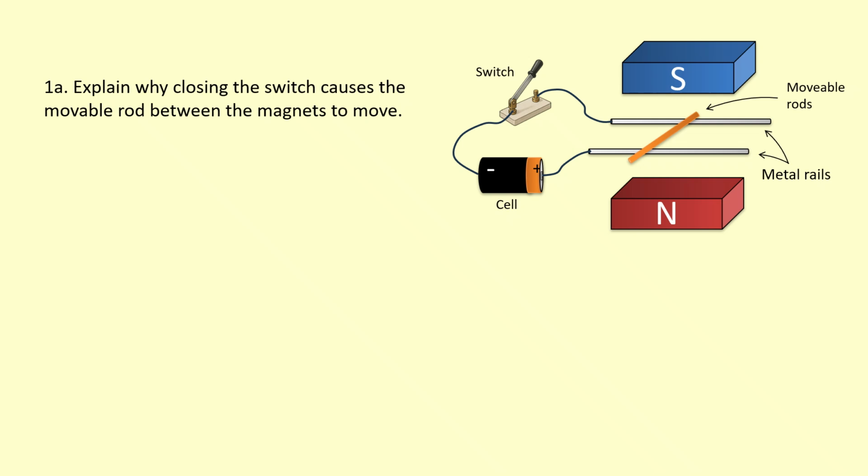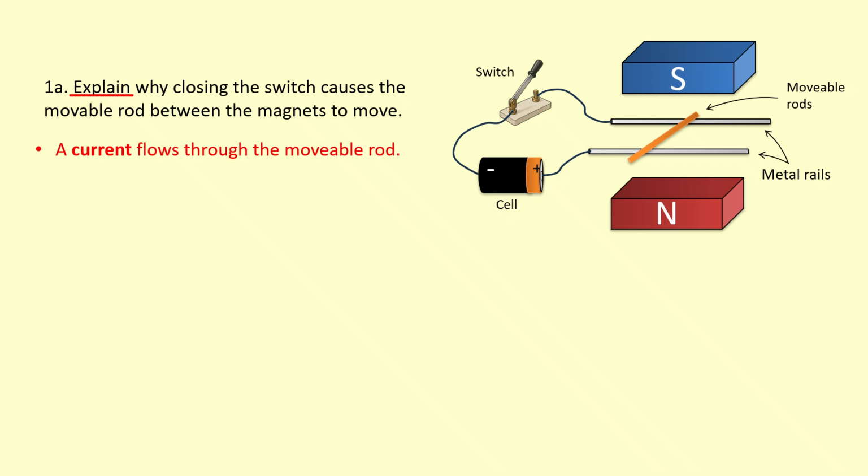Okay, example 1. Explain why closing the switch causes a movable rod between the magnets to move. Let's look at the image. You've got these metal rails, and on the metal rails, there's a movable rod resting between them. And you've got these magnets above and below producing a magnetic field through it. If we close the switch, we need to explain what's going to happen. That's what the question is asking. Let's close the switch. We know current is going to flow. And when the current flows, the movable rod is going to move towards the right, like that. So why does that happen?